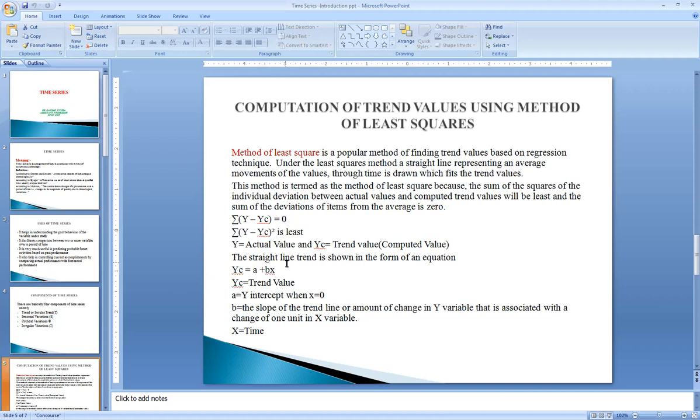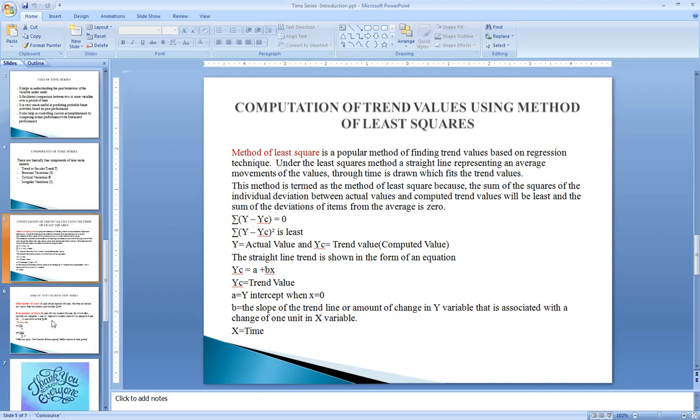Therefore, we are going to follow one equation. The straight line trend is shown with the help of an equation: yc, the trend value, is equal to a plus bx. The a value is calculated with the formula sigma y by n, and the b value is calculated with the formula sigma xy by sigma x square. These are the formulas used for the calculation of trend values.